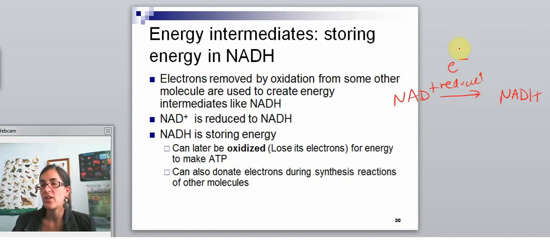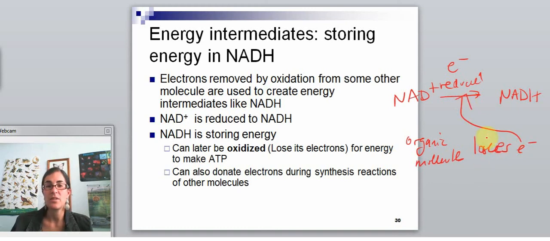But remember, if electrons went in, they must have been taken from something else. So some other organic molecule loses its electrons at the same time, and that's what is used to reduce NAD+. So whenever you see NAD+ being reduced to NADH, you know there must be a redox reaction happening. Whatever other molecule is involved must be losing the electrons.